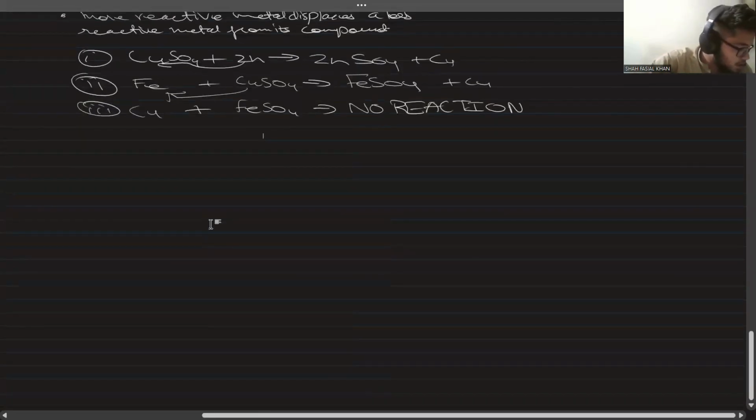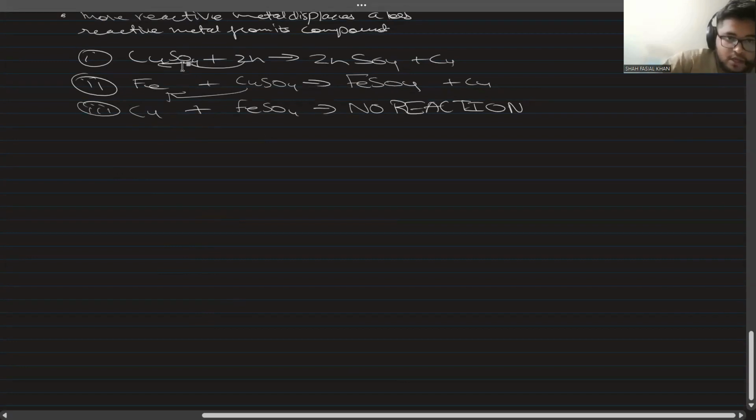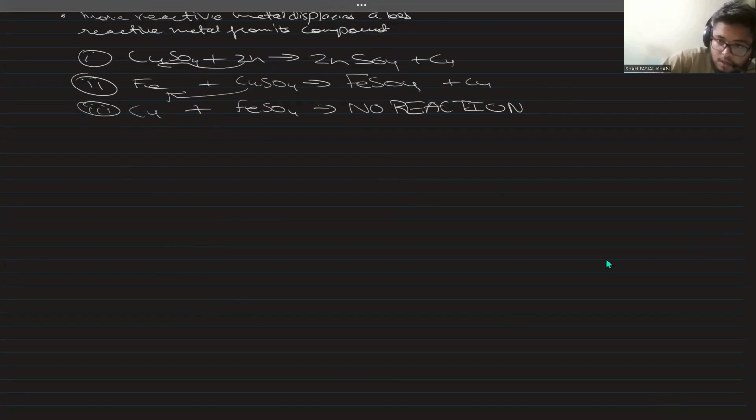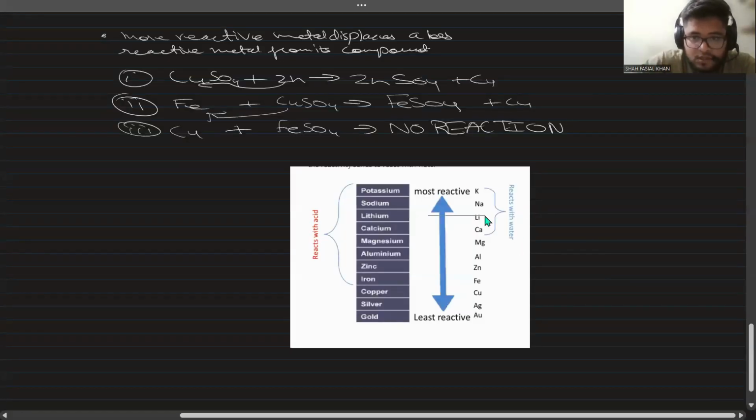Okay, so first, let's write the observation for the first reaction, what happens when copper sulfate reacts with zinc. Okay, so this is a picture of the reactivity series.